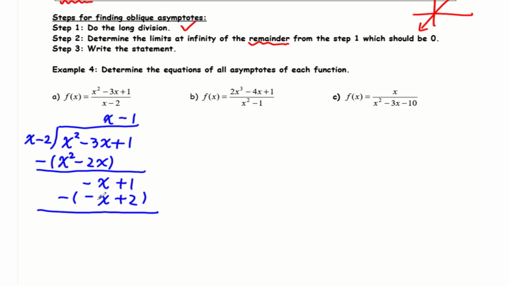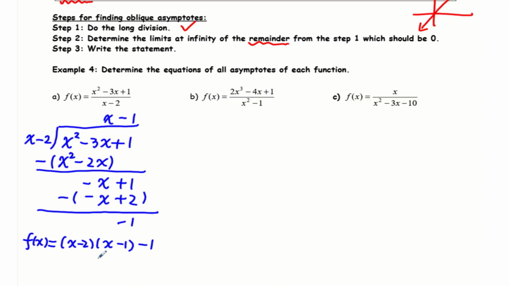Negative x minus negative x is 0. 1 minus 2 gives you negative 1. So this one, if we write it as a dividend equals divisor times quotient plus remainder: the divisor is x minus 2, the quotient is x minus 1, and the remainder is minus 1.